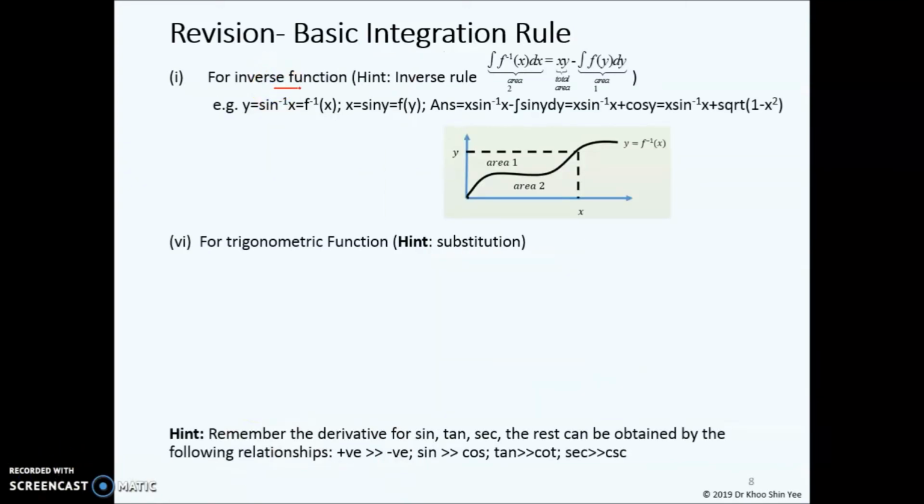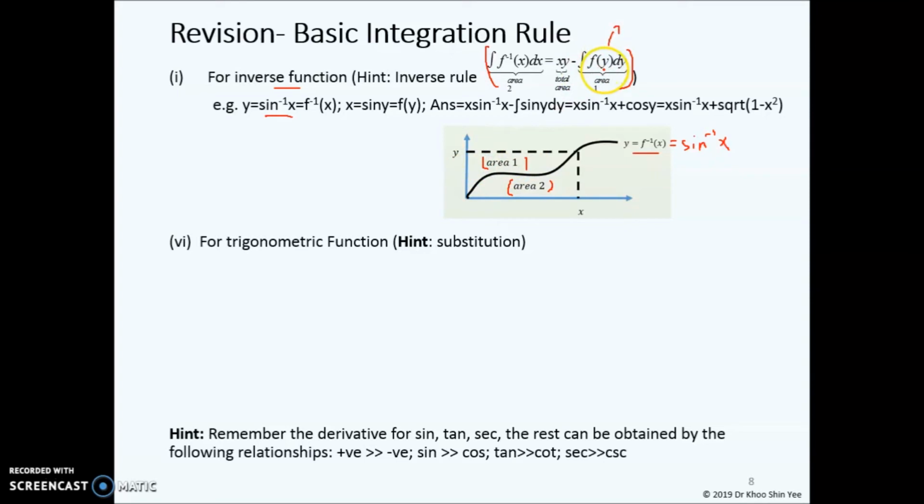Next, inverse function. So we use the inverse function rule when you want to integrate the inverse function. So in this case, if you have an inverse function like the inverse function for sine, so we are actually looking for the area too. However, it's very difficult to integrate this. Therefore, we have to integrate the other way, which is we integrate with respect to y, you get the area 1, which can be found from here.